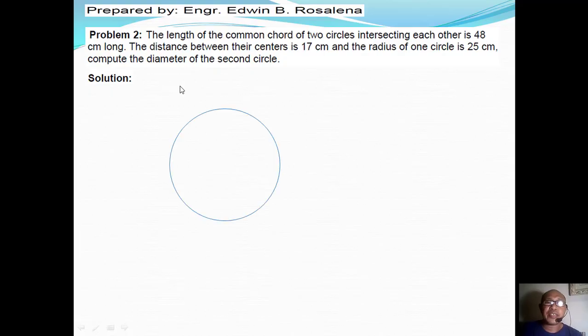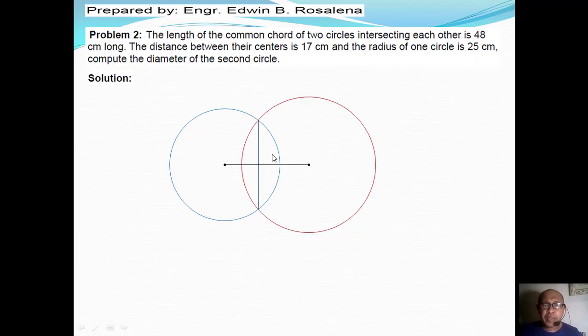We have two circles intersecting each other. Let's say this is circle 1, and then we have here circle 2. The length of the common chord is 48. The distance between their centers is 17, meaning if I connect their centers by a line segment, the length there is 17. And the radius of one circle is 25. I think this is the smaller one.